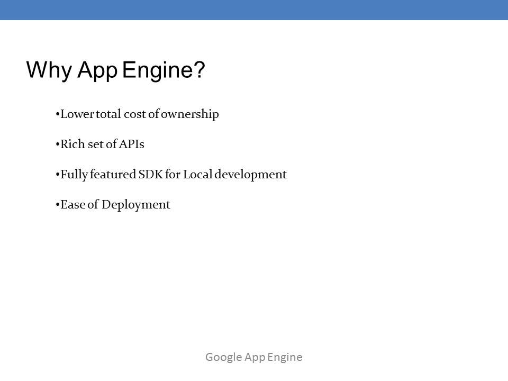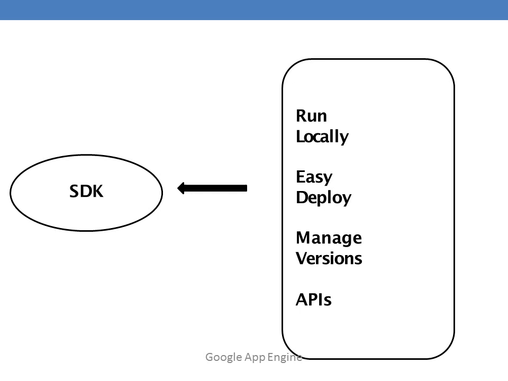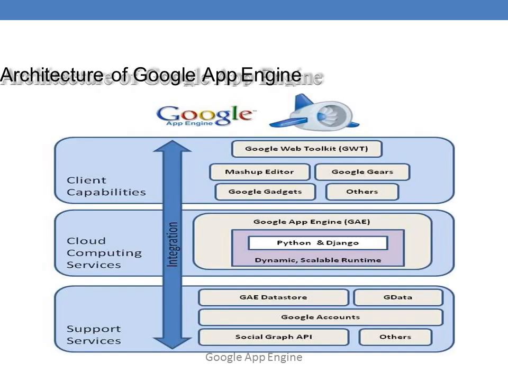Why App Engine? Lower total cost of ownership, a rich set of APIs, a fully featured SDK for local development, and ease of deployment. The components are: language runtime, web-based admin console, scalable infrastructure, and SDK. These are the main components of Google App Engine. The SDK runs locally, makes deployment easy, and lets you manage app versions. The application programming interface languages are Python or Java. So, the architecture of Google App Engine.